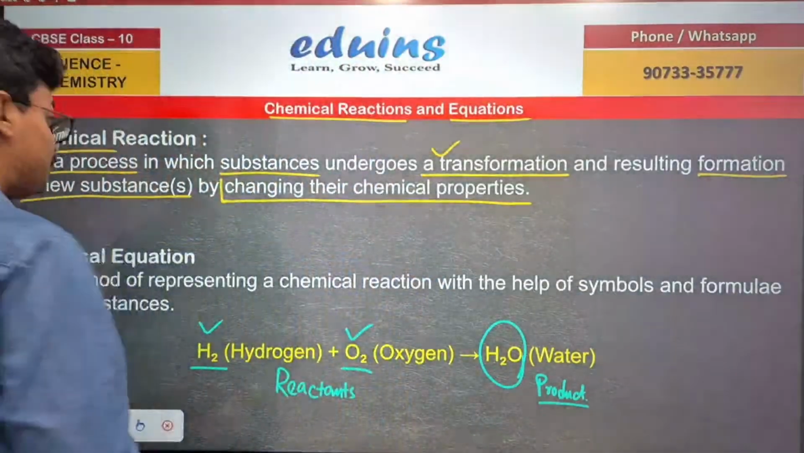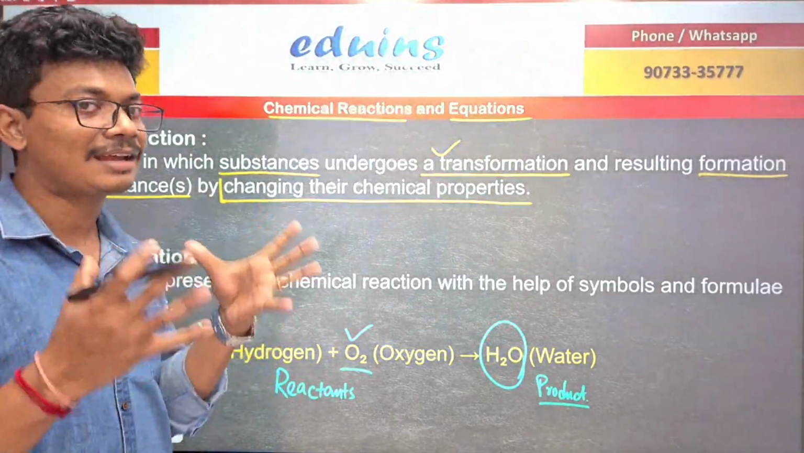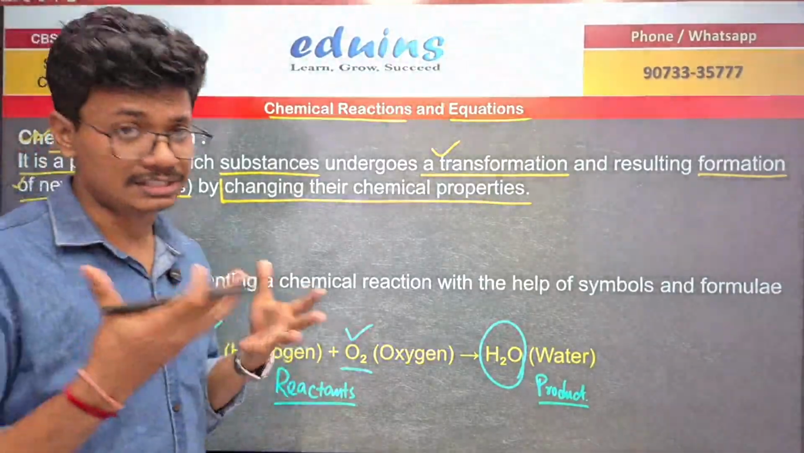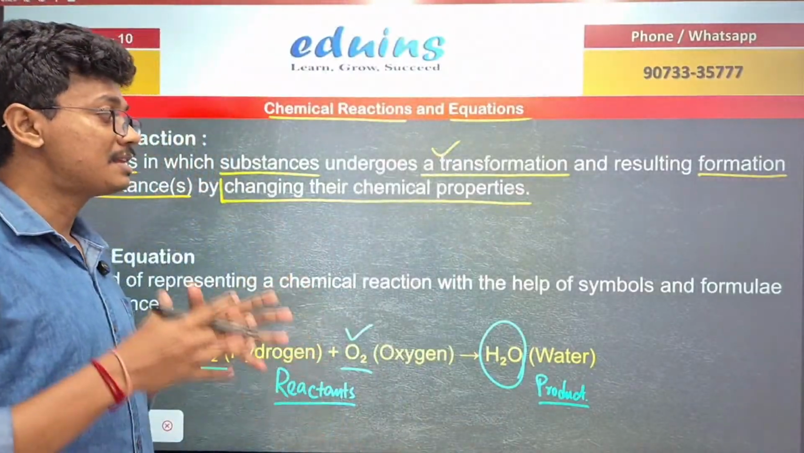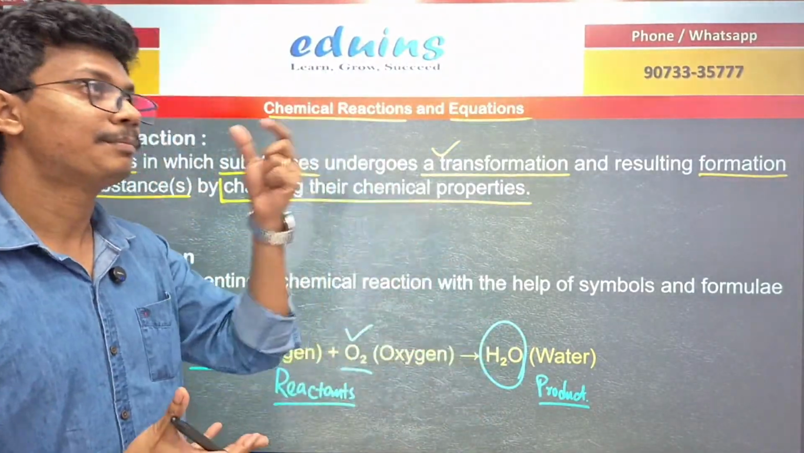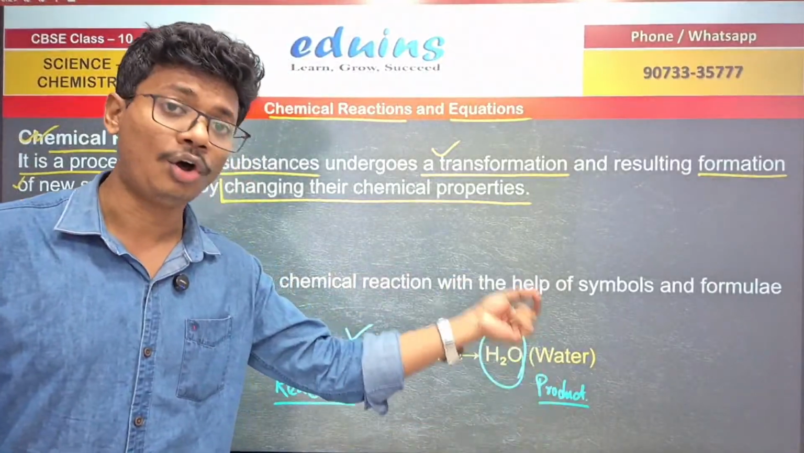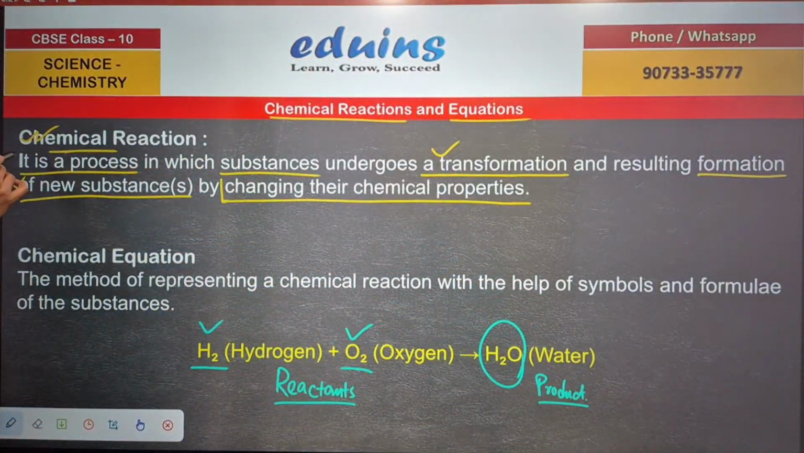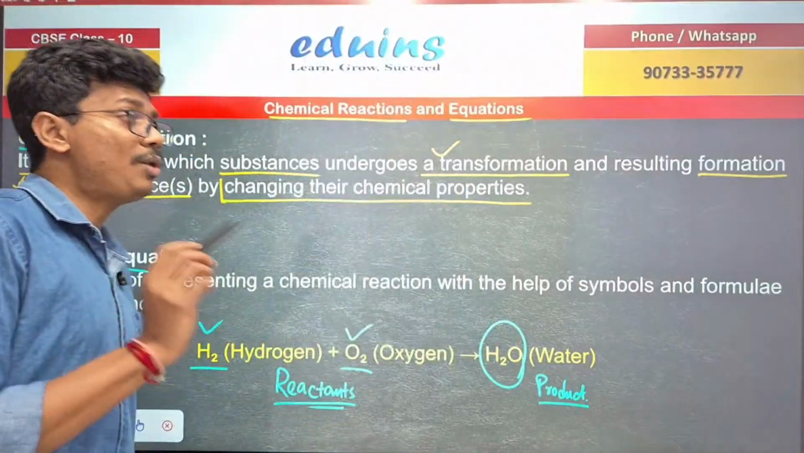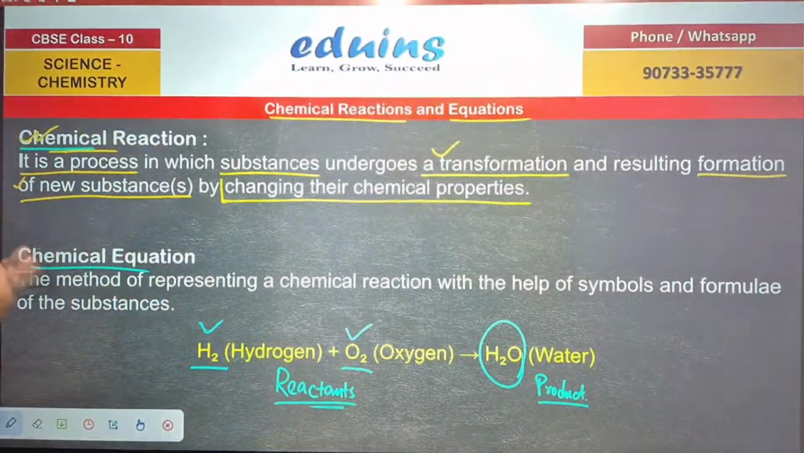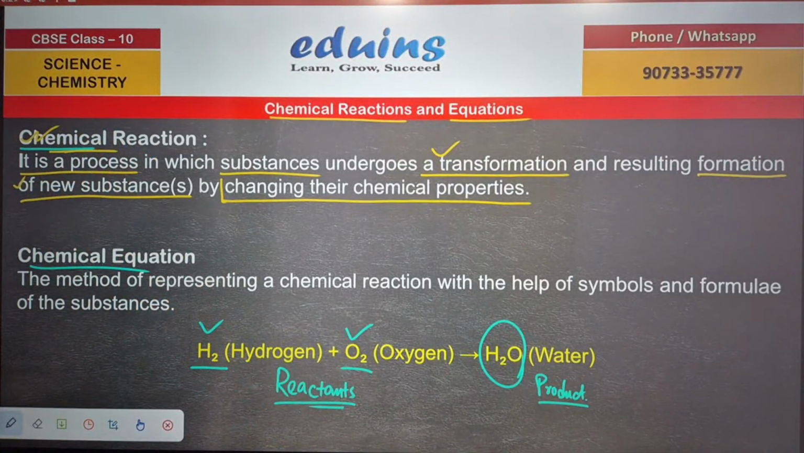So the substances which participate in the chemical reaction are known as the reactants, and the newly formed substance or substances with new chemical properties are known as product or products. Clear? So what is a chemical reaction, what is a chemical equation, what is a reactant, and what is a product? You have to learn these basic terminologies. Clear?